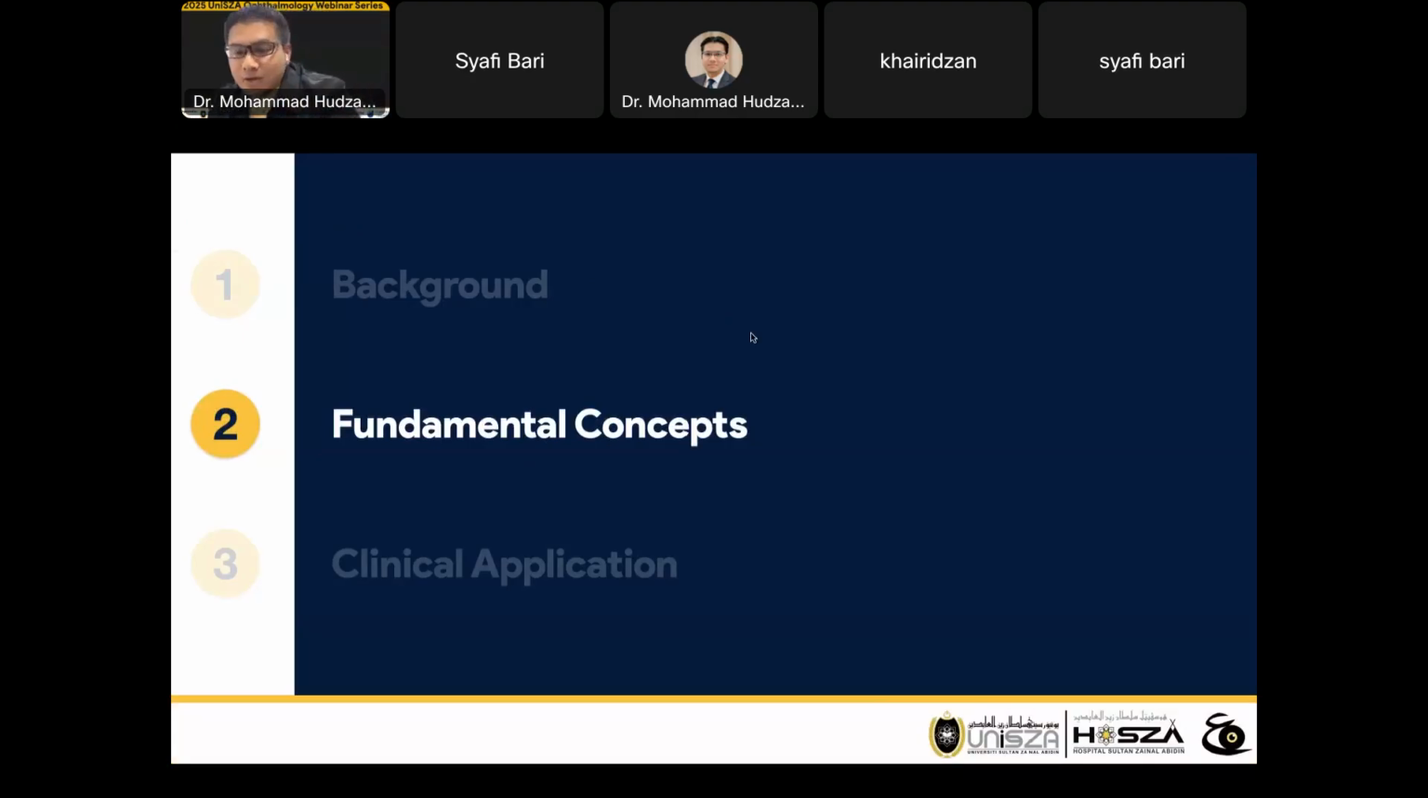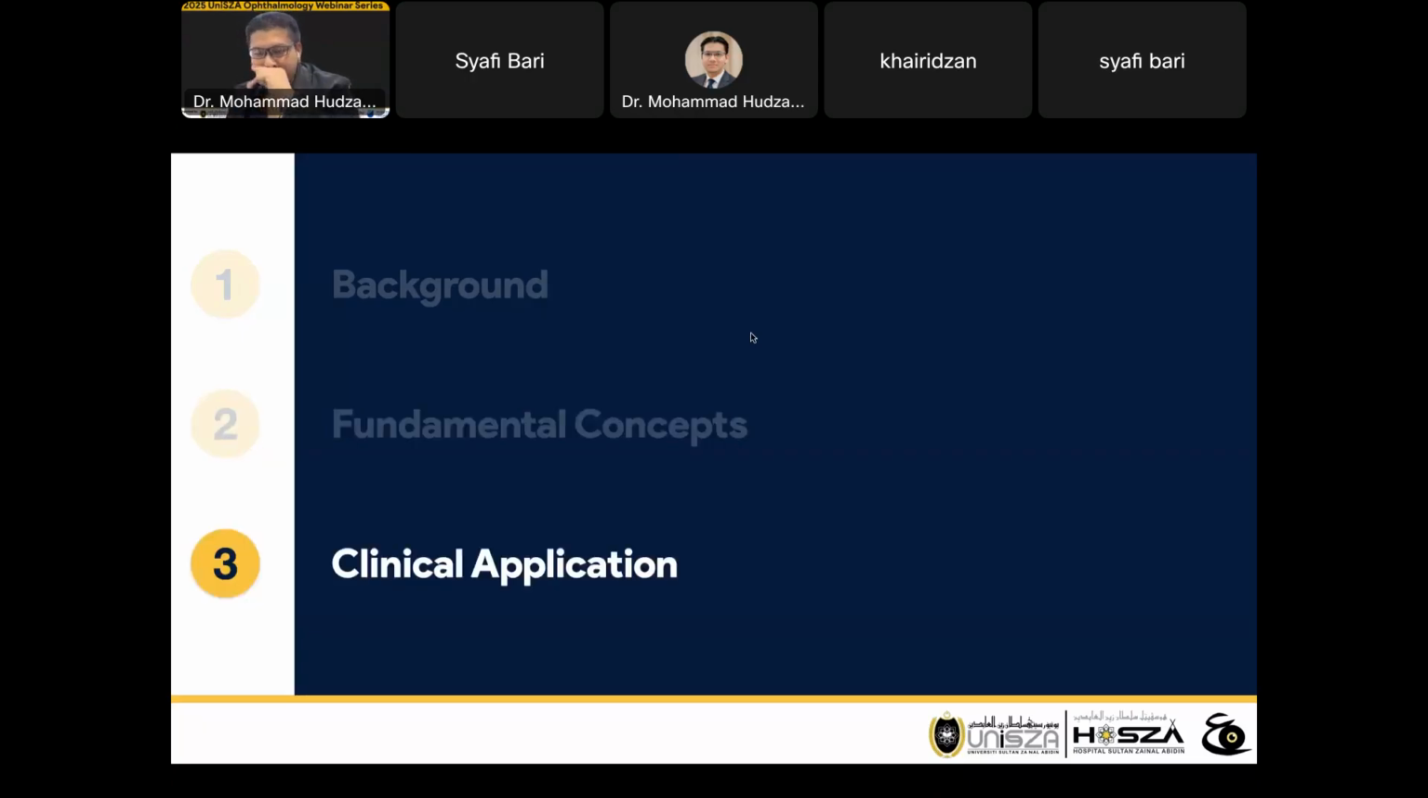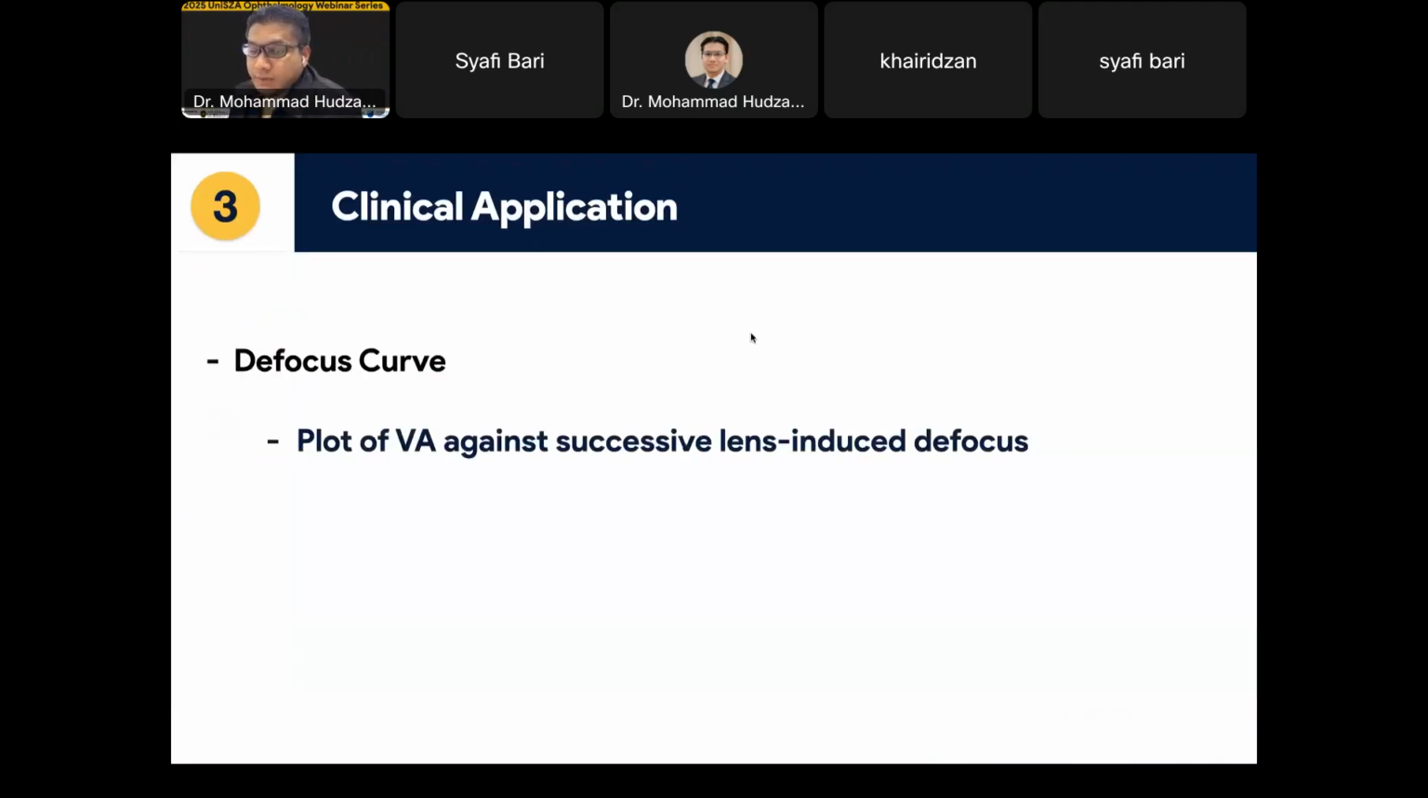Okay, we have talked about a bit of background regarding intraocular lens and defocus curve and range of clear vision. We have talked about the fundamental concept about the amplitude of accommodation and the defocus curve with minus lens. Now is the time for clinical application. This is where we apply our earlier understanding to clinical practice. As a recap, the defocus curve is basically a plot of VA against successive lens-induced defocus, right?